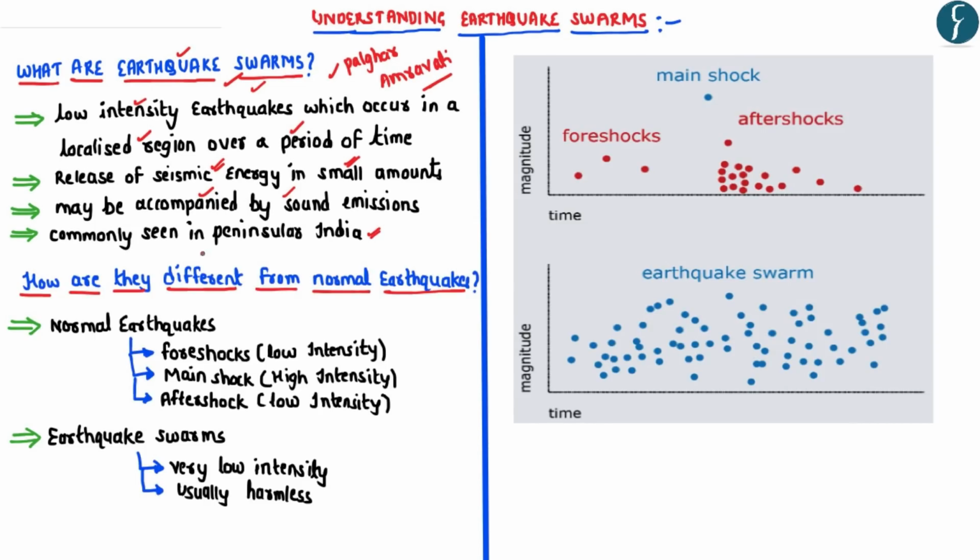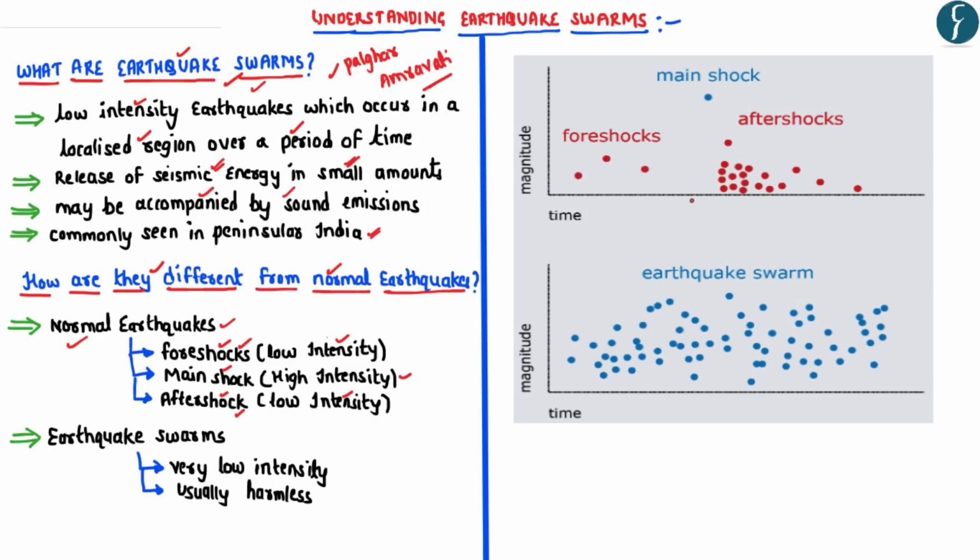Let us now understand how the earthquake swarms are different from normal earthquakes. Now, with respect to normal earthquakes, it is commonly observed that normal earthquakes pass through multiple phases as time elapses. For example, a place may initially receive a foreshock before the main shock, and the main shock is in turn followed by the aftershock, wherein both foreshocks as well as the aftershock happen to be of low intensity. However, the main shock happens to be of high intensity.